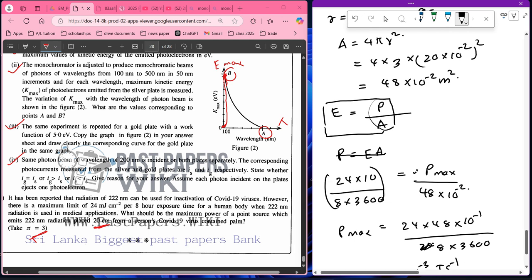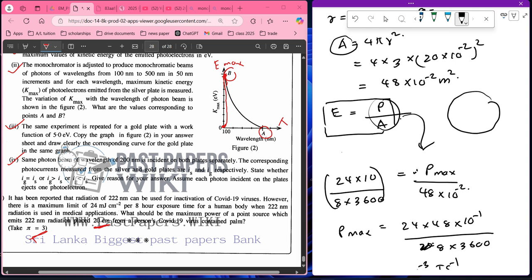So this is the part we had to apply here. We need to find this P max for that area, which is at 20 centimeters. That's pretty much all with regard to this question.